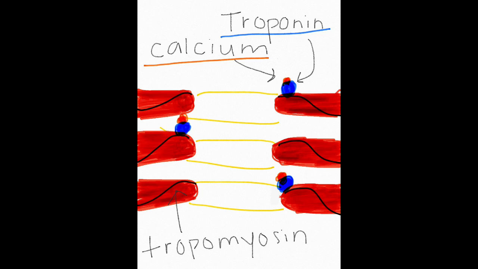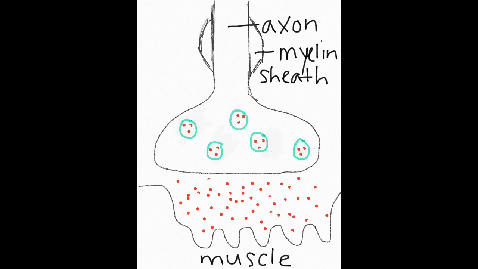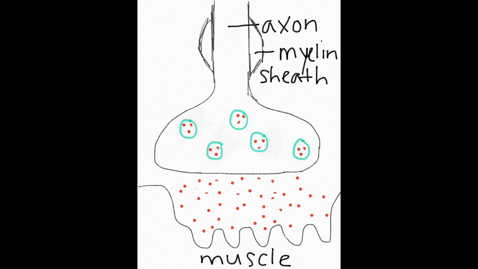Then we go on to see the neuromuscular junction. So you can see the axon and then the myelin sheath surrounding it. So the action potential will pass through the axon, and then it'll go through the vesicles that contain acetylcholine, and then the action potential will pass from the motor neuron to the muscle fiber. This is where the motor neuron and the muscle fiber make contact and transmit chemical signals.